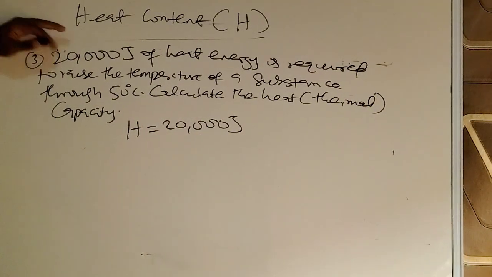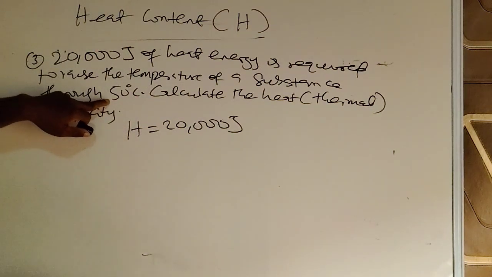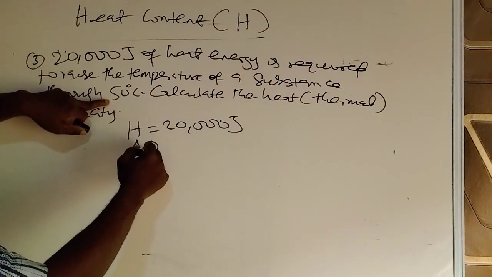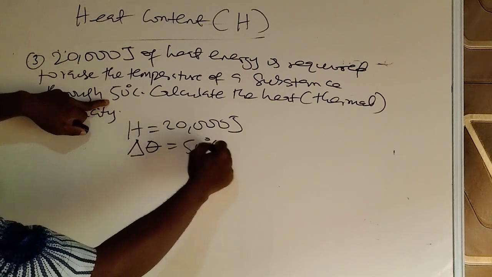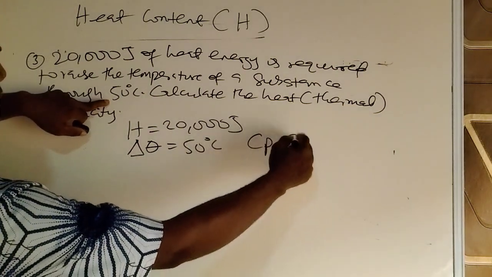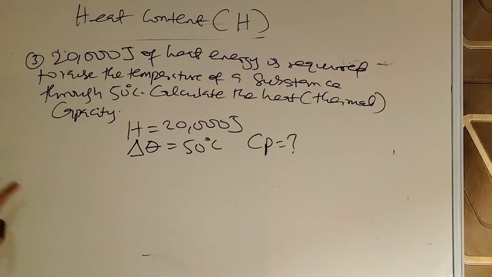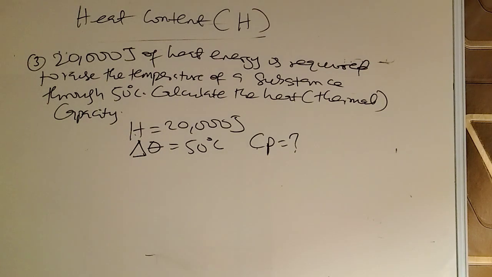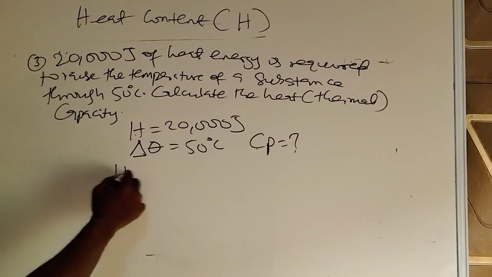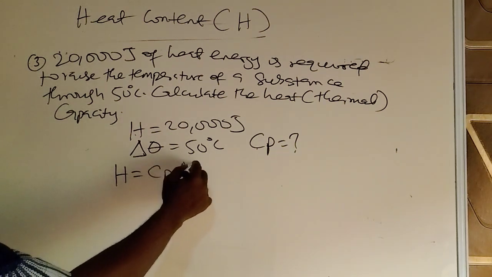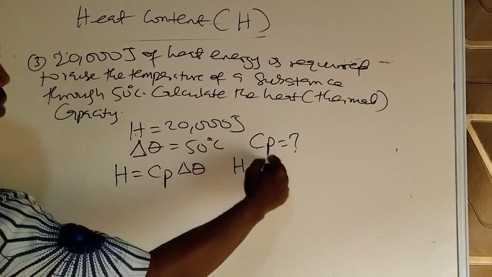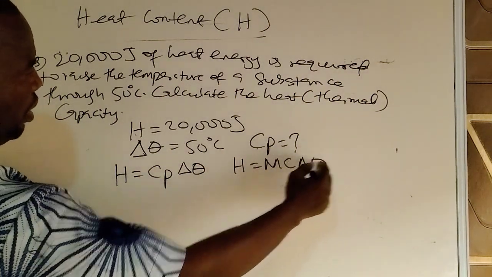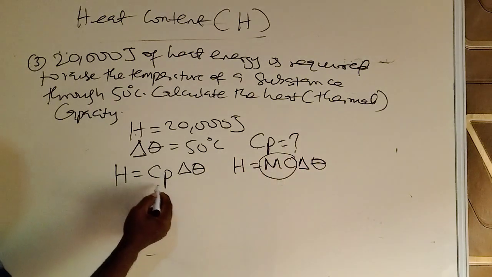Required to raise the temperature of a substance through 50 degrees Celsius, so this represents the temperature difference, the change in temperature. We're now looking for the value of the heat capacity, Cp. Remember, it's not specific heat capacity. So what formula connects this and that? Earlier on, we introduced the formula that connects heat and heat capacity, giving us H equal to Cp times change in temperature. Remember that H is MC times change in temperature, and MC is written as Cp.